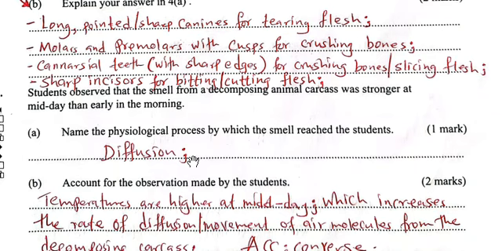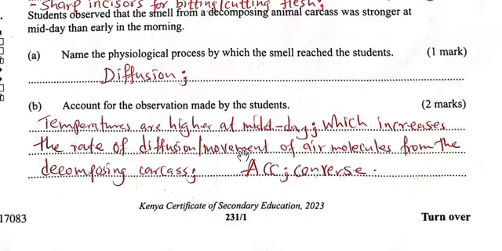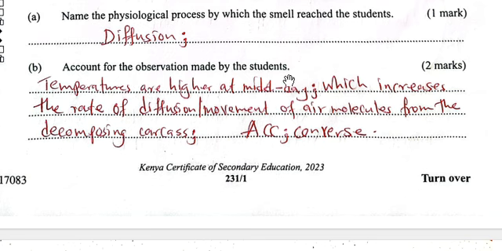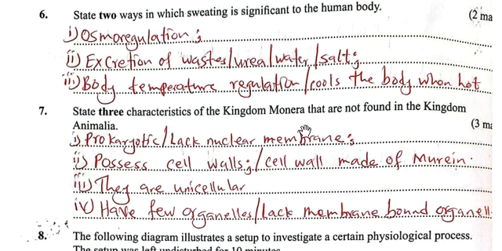Question 5. Students observed that the smell from a decomposing animal carcass was stronger at midday than early in the morning. Name the physiological process by which the smell reached the students, and that is diffusion. Part B, account for the observation made by the students. The temperatures are high at midday, which increases the rate of diffusion, the rate of movement of air molecules from the decomposing carcass. Then question 6.